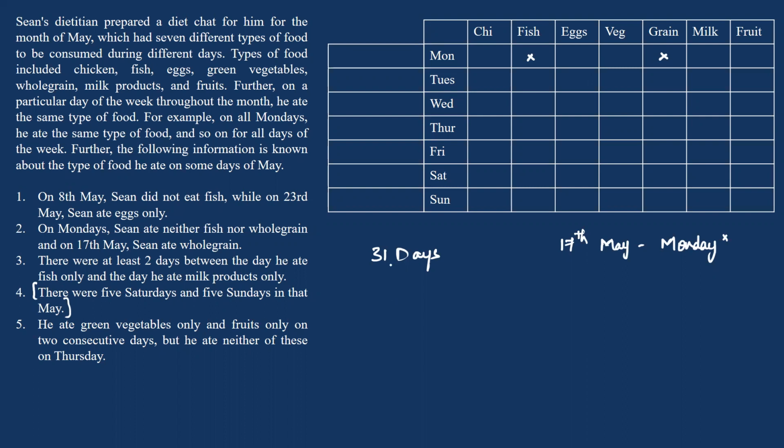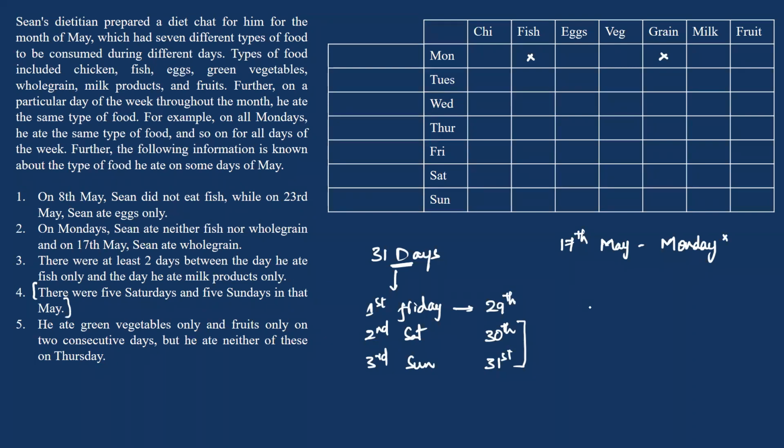Now there were 5 Saturdays and 5 Sundays in that May. Okay. So in a month with 31 days, when can we have 5 Saturdays and 5 Sundays? There are 2 scenarios here. When the first is on Friday, the second of that month is Saturday, and the third of that month is Sunday. Then you will be having 29th as Friday, 30th as Saturday, and 31st as Sunday. So in this scenario, you will be having 5 Saturdays and 5 Sundays. Now this is one scenario.